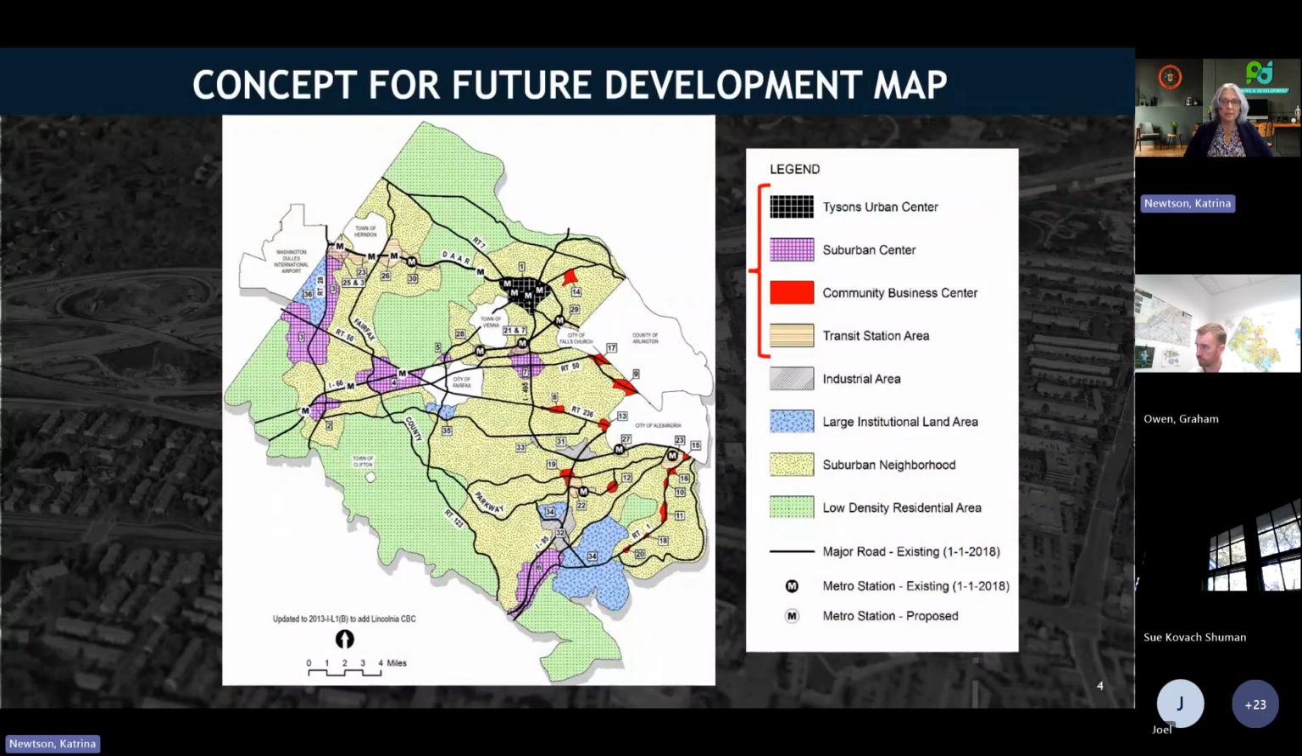So just to go to some of those mixed use centers that are called out on the map, you see the Tyson's Urban Center that's shown in black. We have our suburban centers, which are shown in the purple hatch color. We have our community business centers. Those are shown in red. And then we have transit station areas. So those are the areas that are around right now our Metro Rail stations.